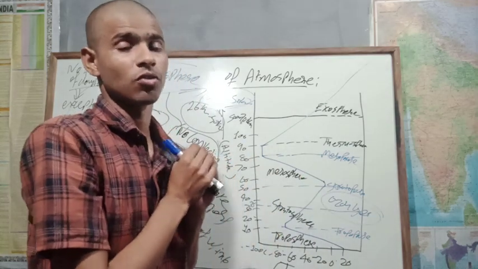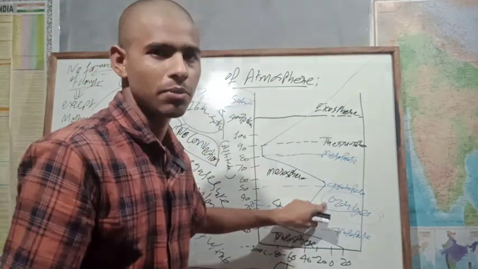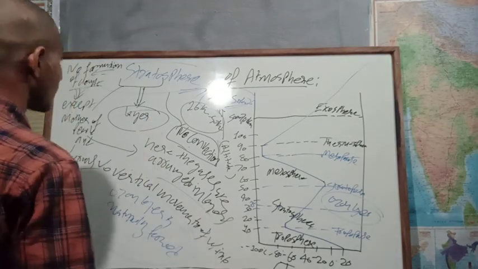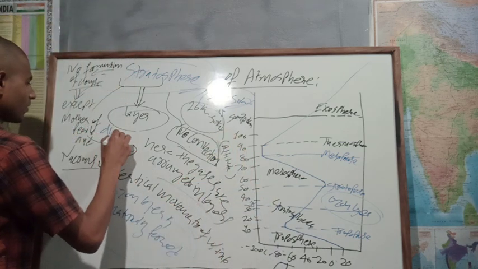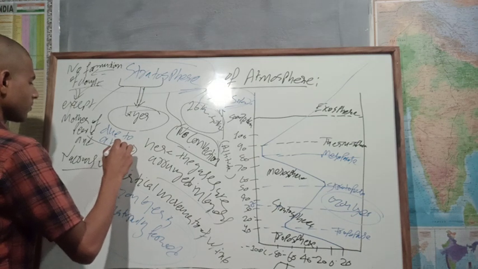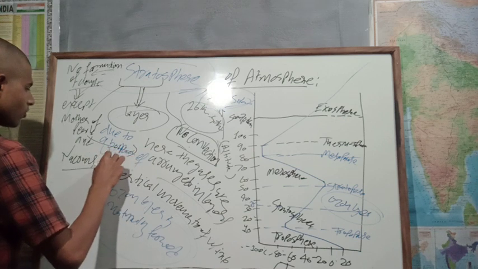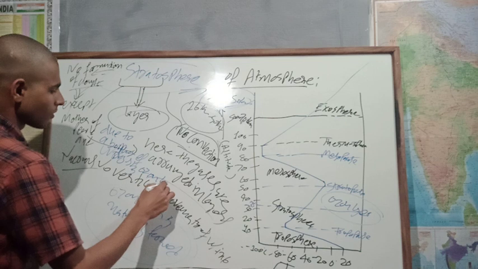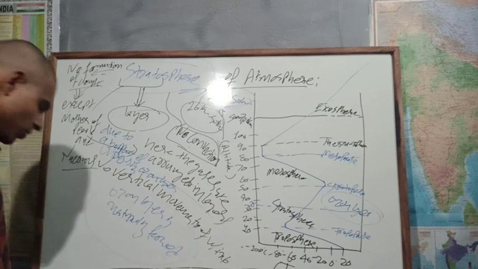So why does the temperature increase? Due to absorption of UV radiation by the ozone layer. That's why the temperature increases. So you can know why the temperature increases: due to absorption of UV rays by the ozone layer, the temperature increases. Fine. So this is all about this stratosphere.